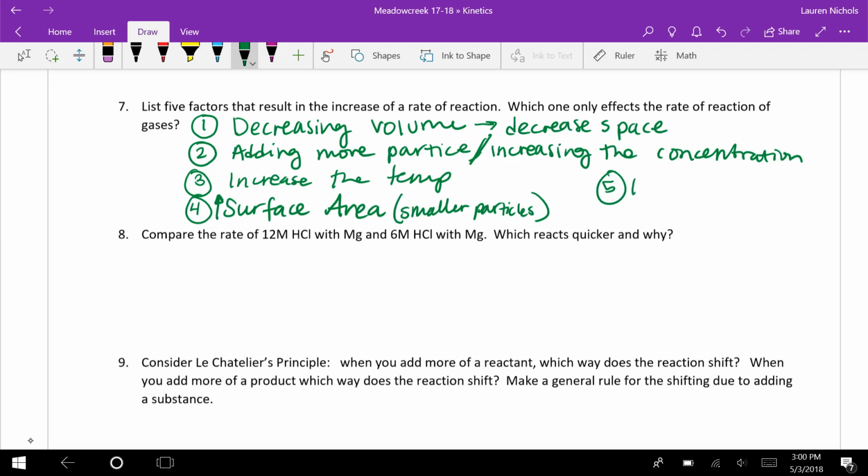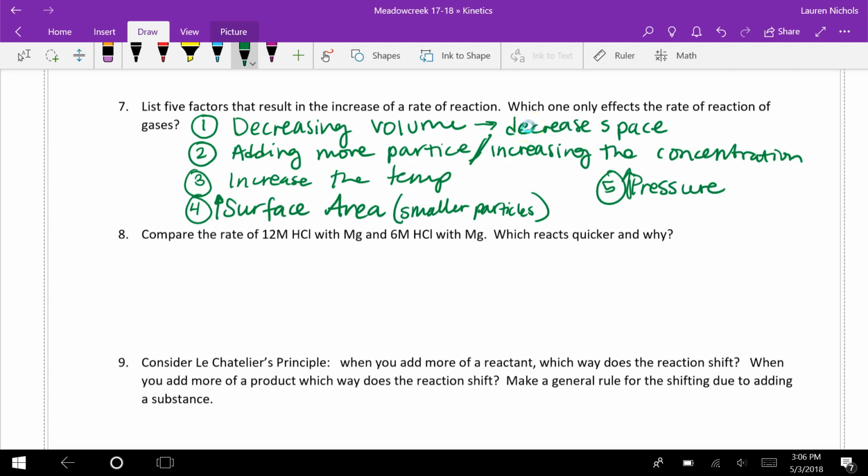And the fifth thing is pressure. And pressure only affects the reaction rate of gases. This is because pressure and volume are connected. So if you increase the pressure, that's the same thing as decreasing the volume, and so less space, meaning that they will have more chances to collide with other atoms.